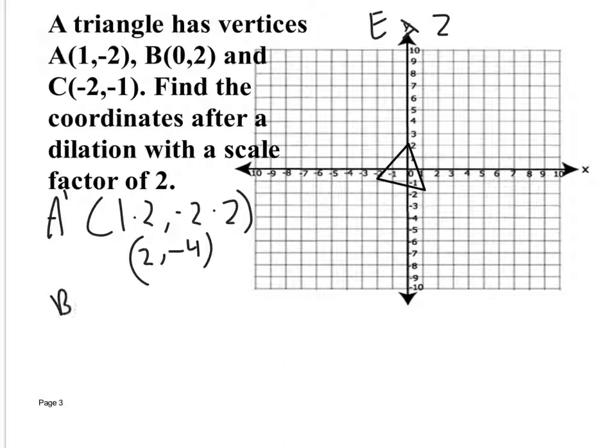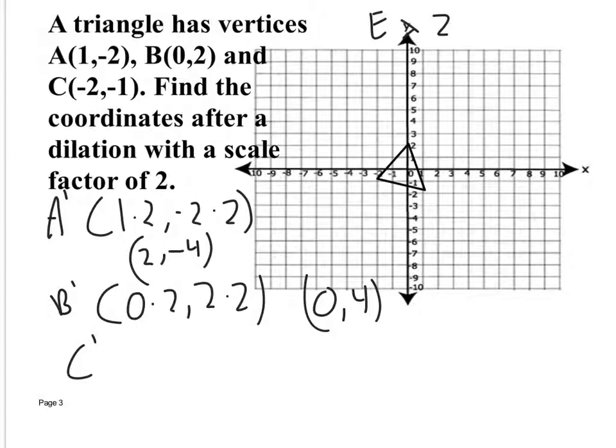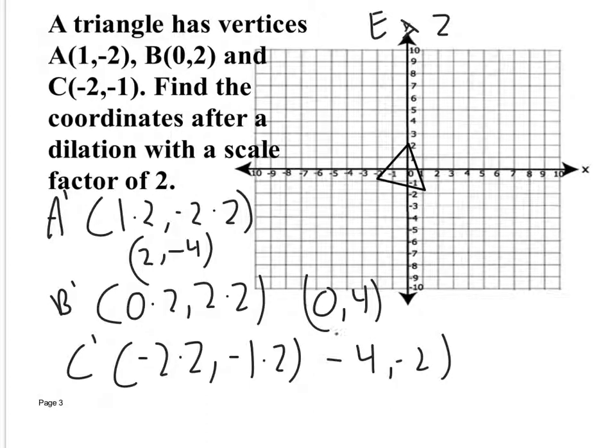B prime. The original was at 0, 2. So I take 0 times 2, and I take 2 times 2. What does that give me? 0, 4. Good. C prime. It's at -2, -1. So I take -2 times 2, -1 times 2. -4, -2. Okay, and then graph it.